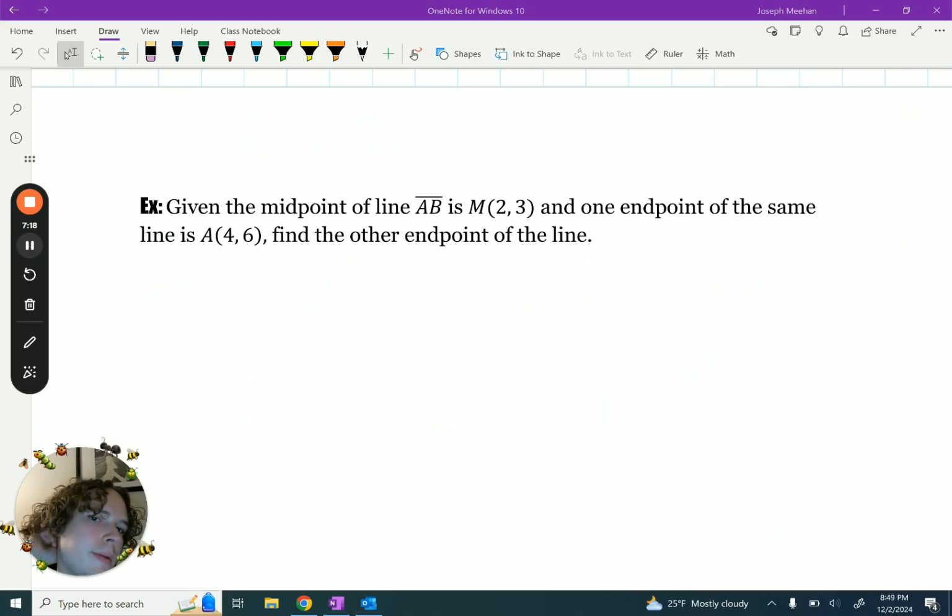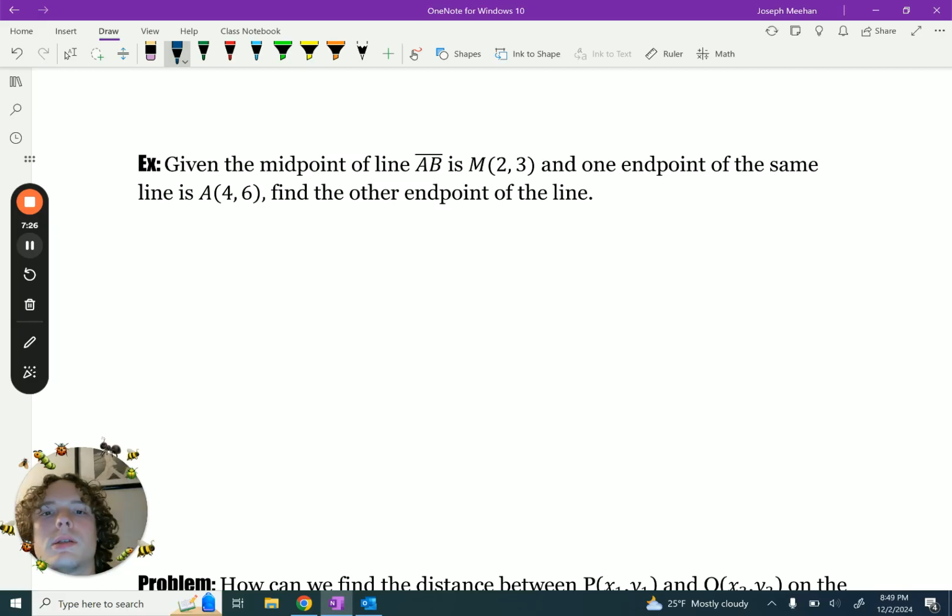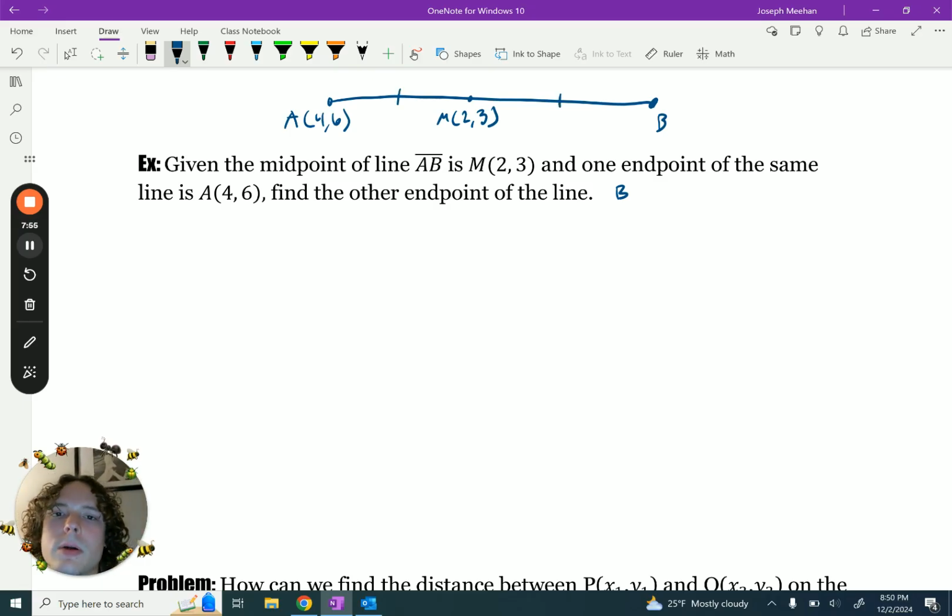This next example here is super important. This is a very important type of problem, but it's kind of tricky for people if you haven't seen it before. So it says, given the midpoint of line AB is M, where M is (2, 3), and one endpoint of the same line is A, (4, 6), find the other endpoint of the line. And the other endpoint of this line would be B, right? If we had a line here, we have point A, where A is (4, 6). We have point M, where M is (2, 3). And then we have point B, and we're saying that M is the midpoint, so those two half segments are congruent. We got to figure out what point B is, okay?